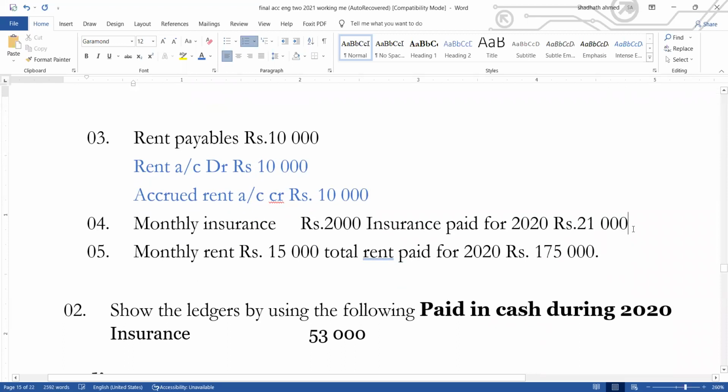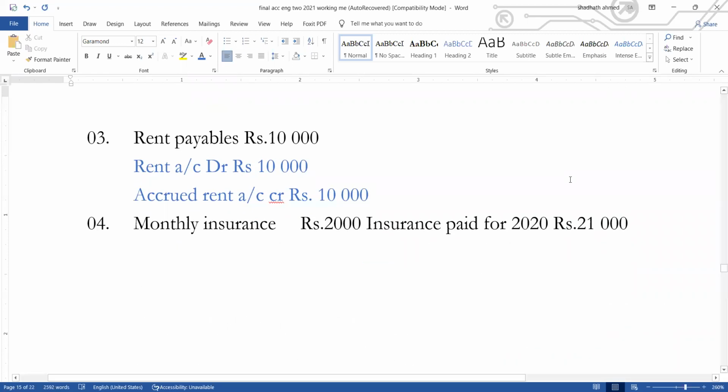Fourth one. I saw some messages, some asking, is the fourth one an accrual? Tell me now, is it accrual? Yes or no? Yes. Let's see. Monthly insurance 2,000. Insurance paid for 2020. 2020 means 1 year. Year 2020. That's the meaning of 2020, right?